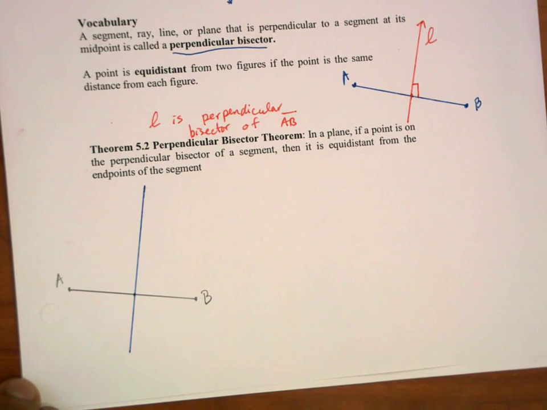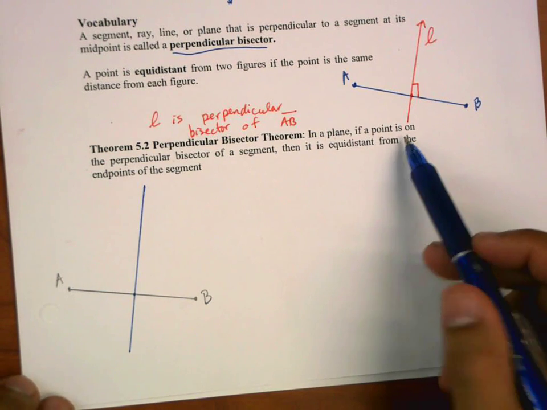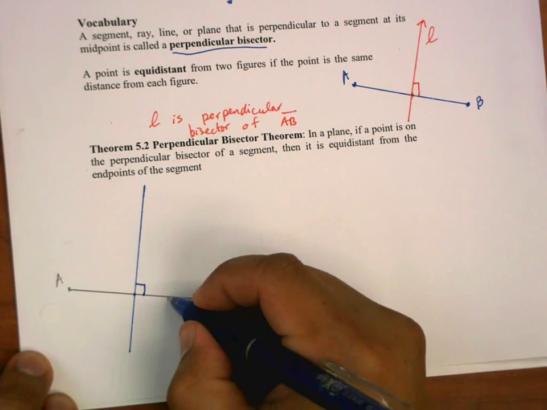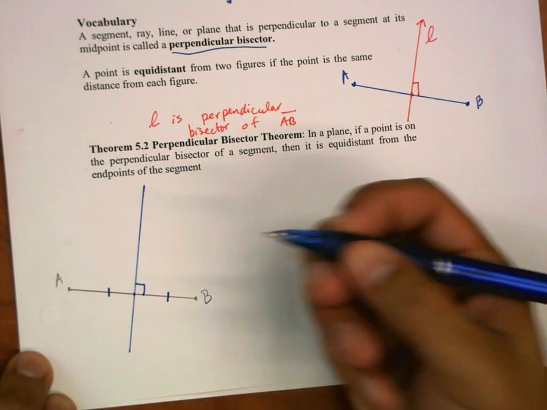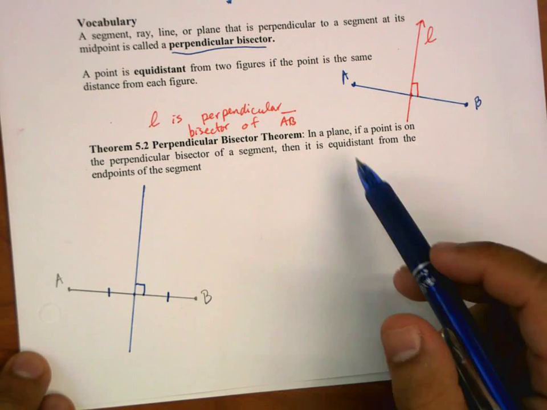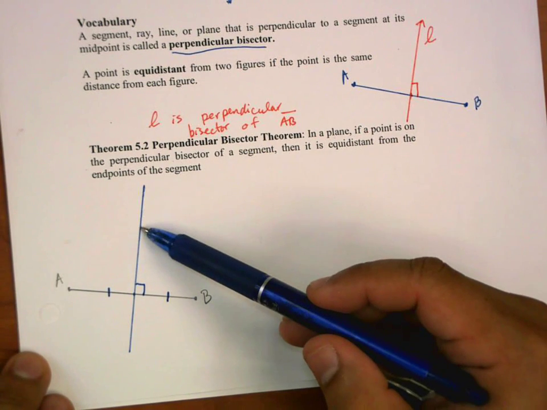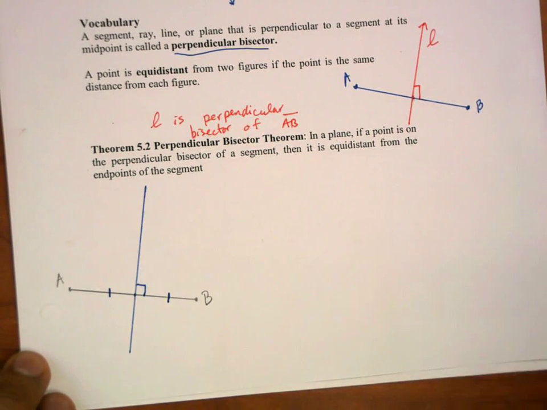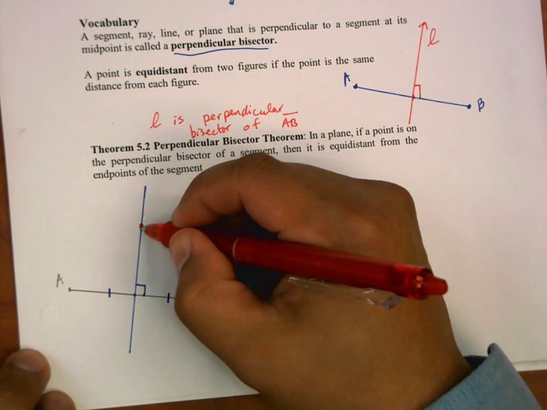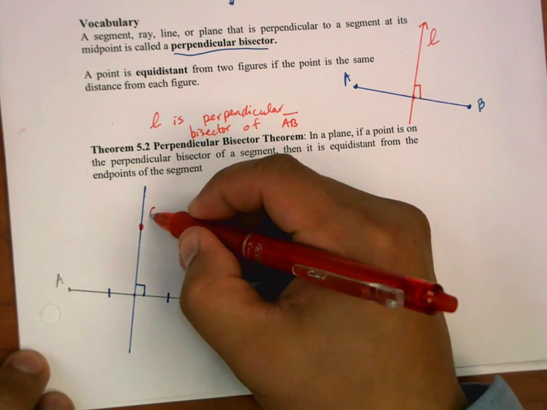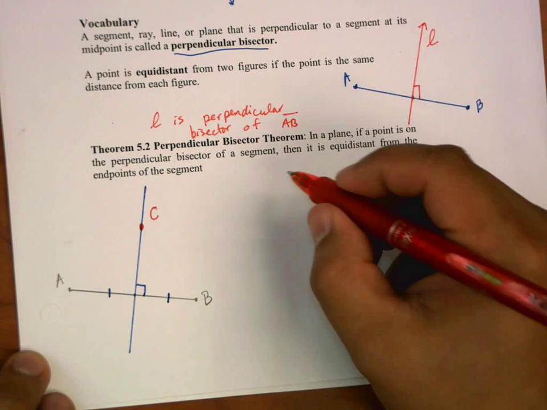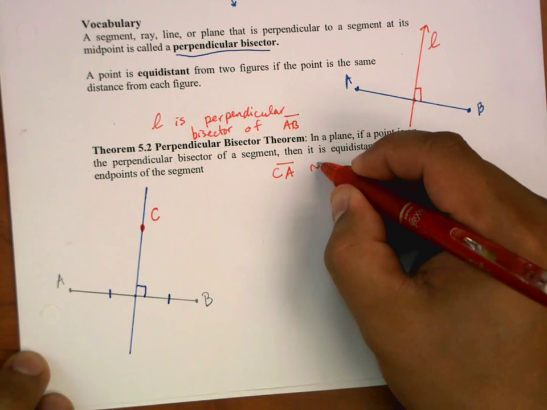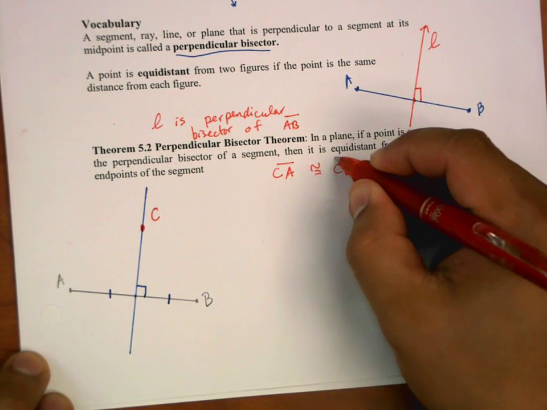And this says if a point is on the perpendicular bisector, there should be that symbol for perpendicular and these tick marks, because it's a bisector. So if a point is on this blue line, then it must be equidistant from the endpoints of the segments. So let's say I put any point, let's put this point here, C. Okay. So the theorem says that CA is congruent to CB.